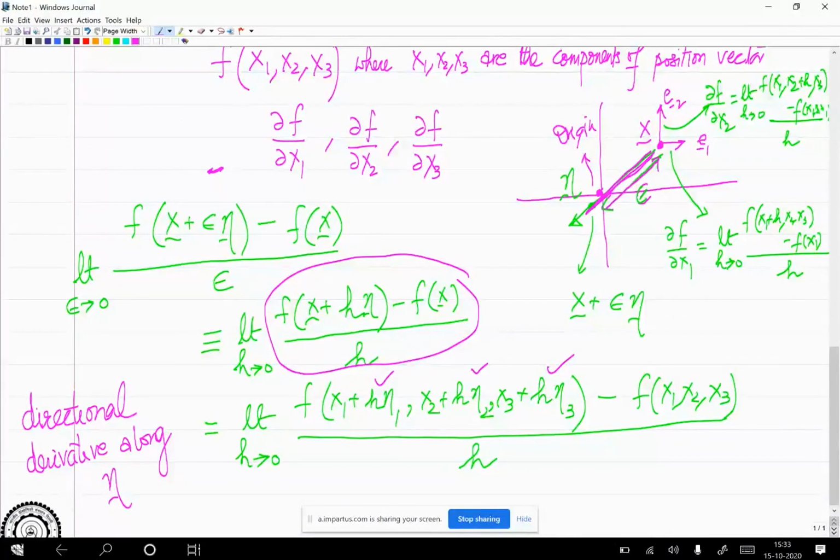It is not necessary, Y, that it is a vector. Okay, so why don't we standardize eta? Because eta is only giving us the direction.